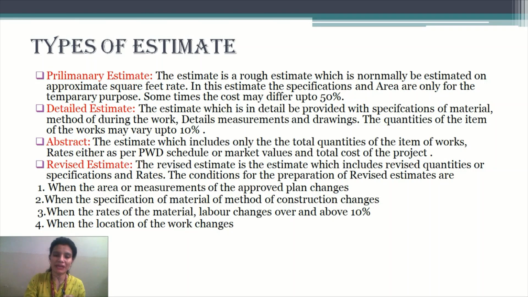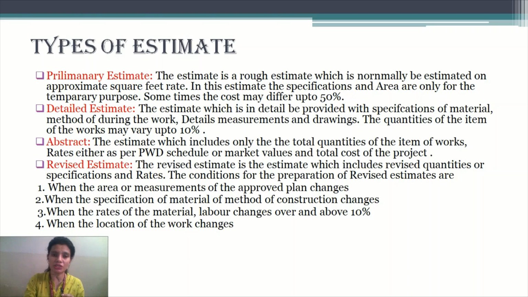So by multiplying the rates with the total quantities of the material which we have estimated, we can find out the total cost of the project work. So the next type of estimate is the revised estimate. The revised estimate is the estimate which includes the revised quantities or specifications and rates.